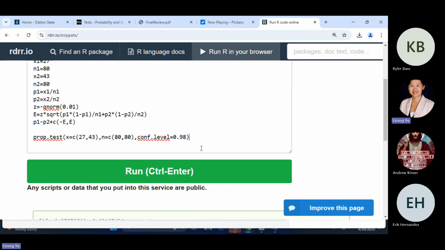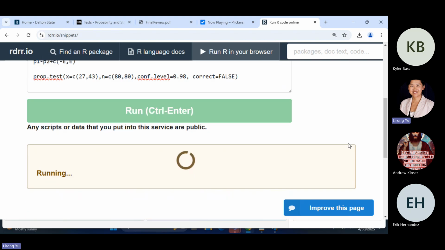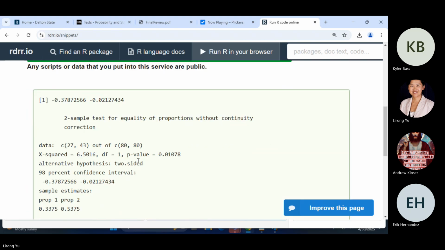And that should also give you. And also we should indicate that we don't do any correction of continuity. So that should be false. I don't want the computer to do an automatic change for that.